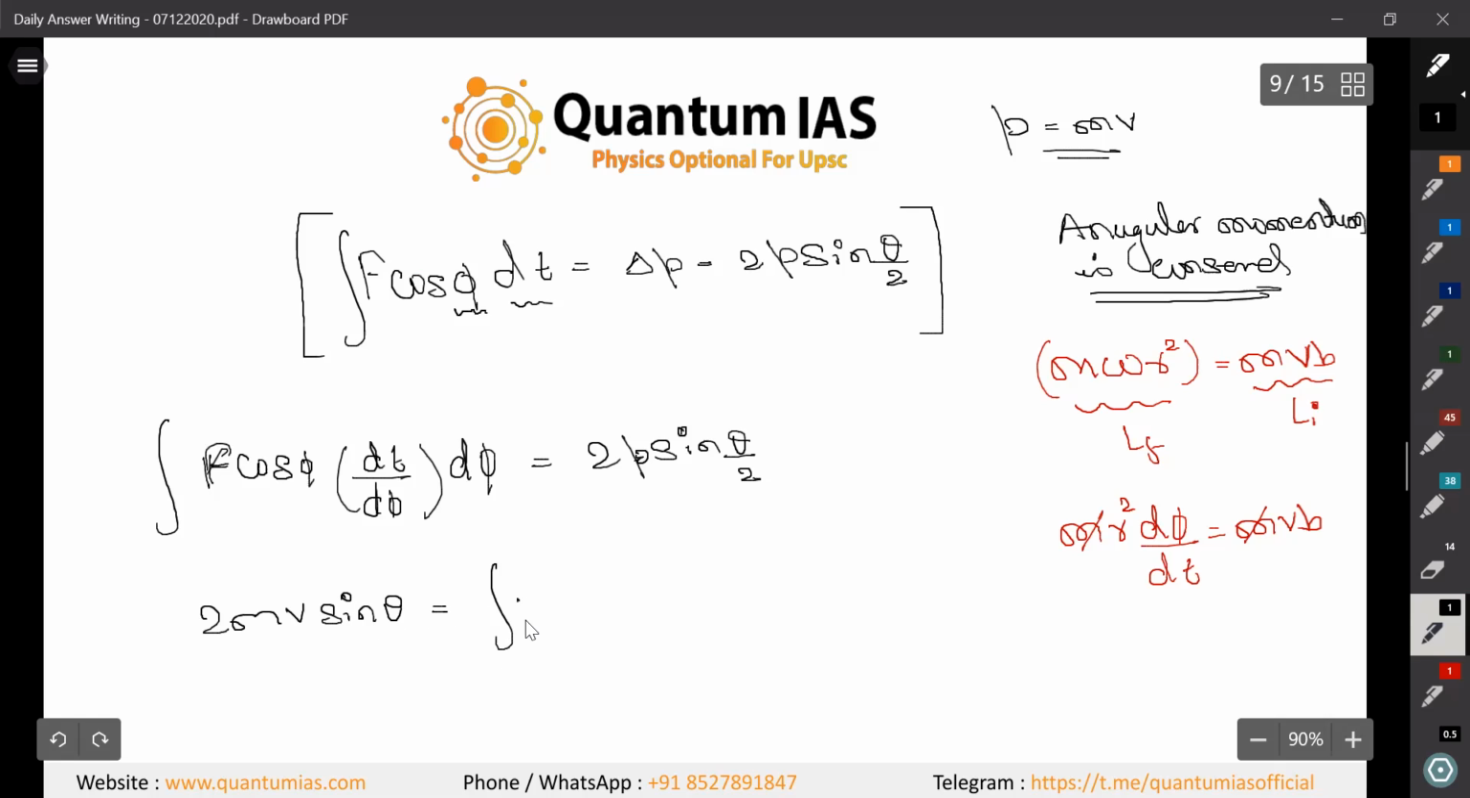And this will be integration f cos phi. And what is the value of dt by d phi? So dt by d phi will be r square by vb, these are constant, into d phi. Now the problem here is what will be the range of d phi? What we have just studied, this was delta p, and let's suppose force was acting in this direction and this was phi. So what can be the range of phi? So this was pi minus theta by 2 upon pi minus theta by 2.